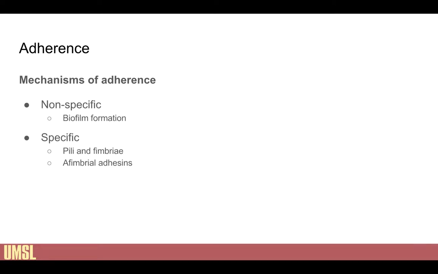We'll focus on carbohydrates when we talk about pili. And then I'm going to take you through some examples of afimbrial adhesins, which are much more specific, intimate mechanisms of cellular adhesion that a lot of bacterial pathogens use.